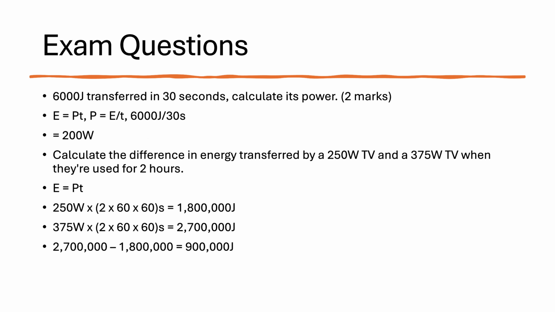Final sort of exam questions to finish with. This should be in red. I do apologize for that, but 6,000 joules transferred in 30 seconds. Calculate its power. So that's going to be E equals PT, which is P equals E over T. So 6,000 joules divided by 30 seconds equals 200 watts. Calculate the difference in energy transferred by a 250 watt TV and a 375 watt TV if they're used for 2 hours. Basically, with this, you're just calculating the energy transferred with both. Then you do 2.7 million minus 1.8 million equals 900,000 joules difference.